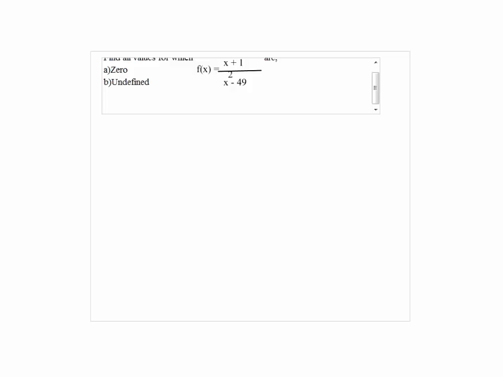Find all values for which f of x equals x plus 1 over x squared minus 49 are: A, 0, B, undefined. So if you want f of x equals 0, then you have to set the numerator to zero. So here we have x plus 1 equals 0. And so x equals negative 1. So this is the answer for A.